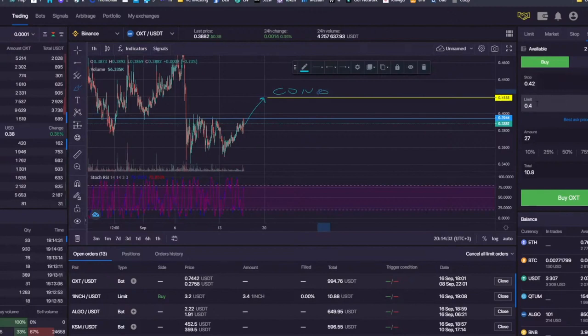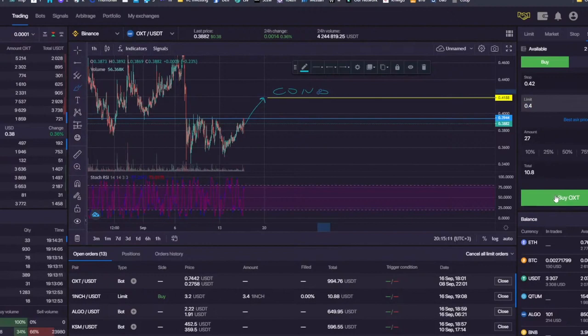Why not setting 0.42? Well, that's because I think that once it reaches 0.42, it's gonna fall back a bit, and that way I can buy the OXT at a better, lower price in this case. So that's one scenario you can use with a stop limit, because you set the condition. Once the condition is triggered by the market price, it automatically activates the order itself, the limit buy order.